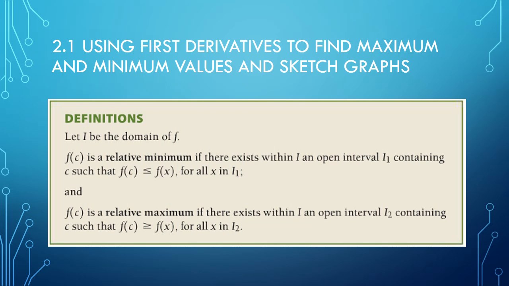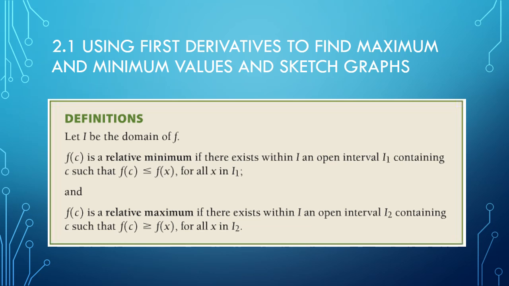All right, and some more definitions now. F of C is a relative minimum if there exists within I an open interval, I1 containing C such that f of C is less than or equal to f of x for all x in I1. In other words, f of C is a relative minimum if it's the lowest point anywhere near that point in that interval. So it may not be the lowest of the lows, it may not be the lowest point in the entire graph, but for the surrounding area, it's the lowest point.